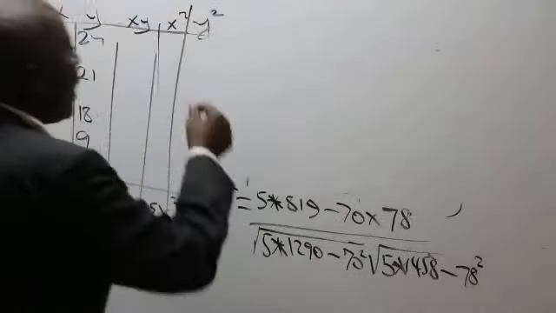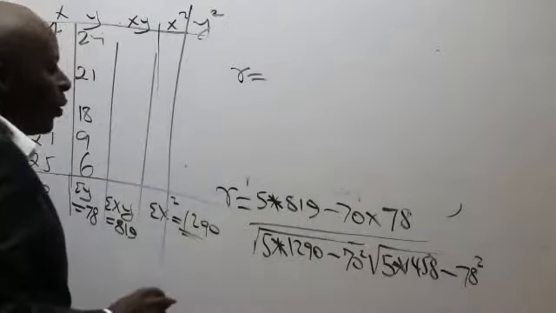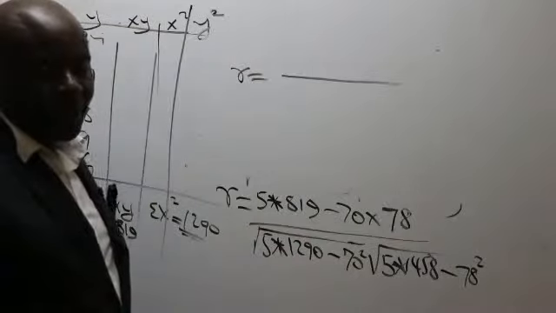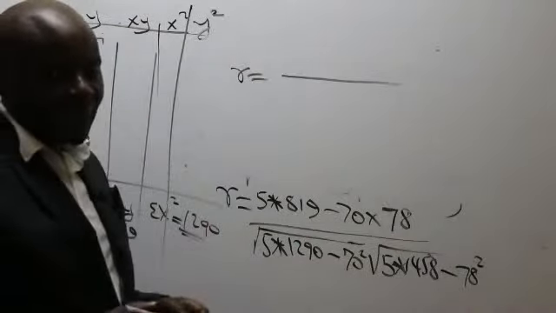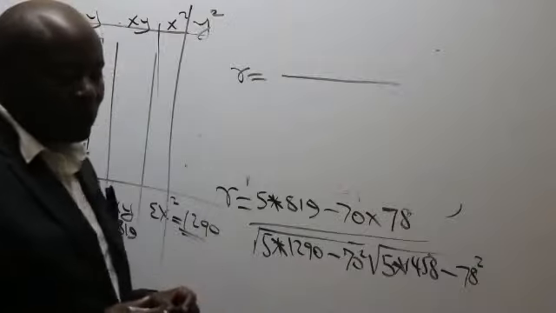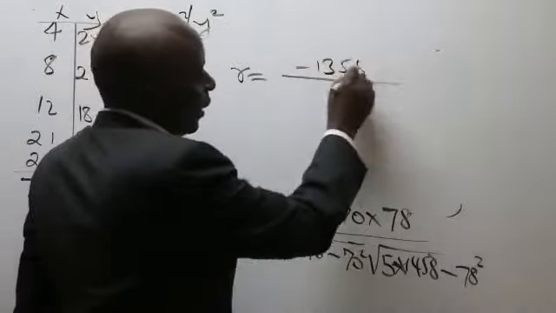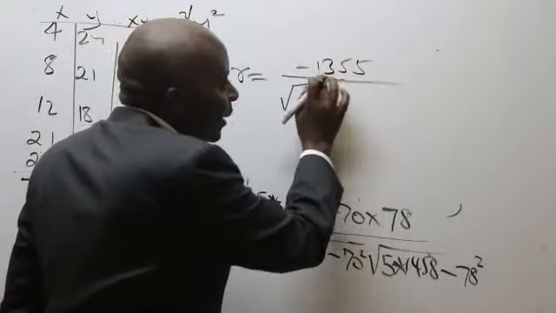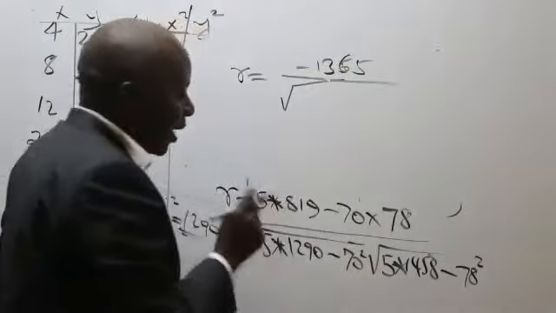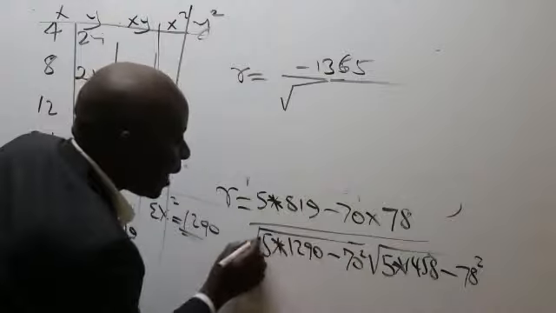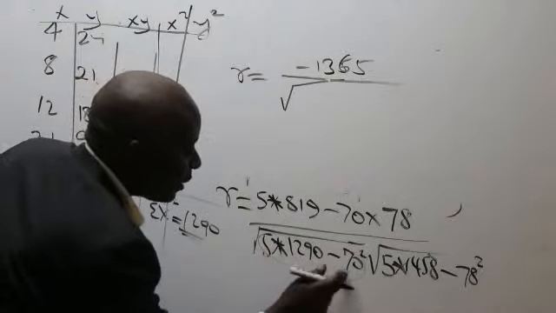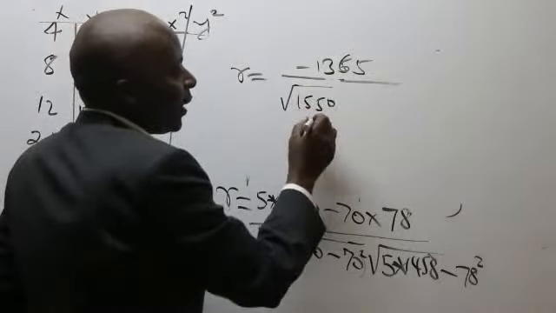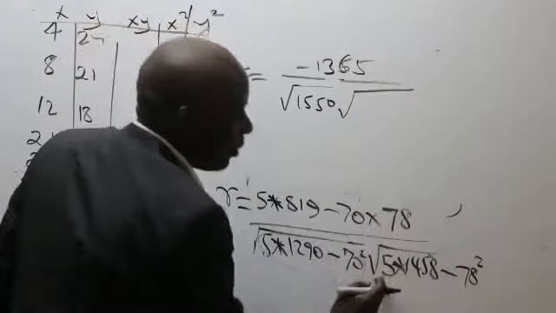This means our R here will be equal to the numerator first. What do you get for the numerator? Somebody says it's negative. Negative 1365. Thank you very much. How about this inside here under the square root? 5 times 1290 minus 70 squared gives me what figure? 1550. And then the square root of the other one, how about that? 1206.